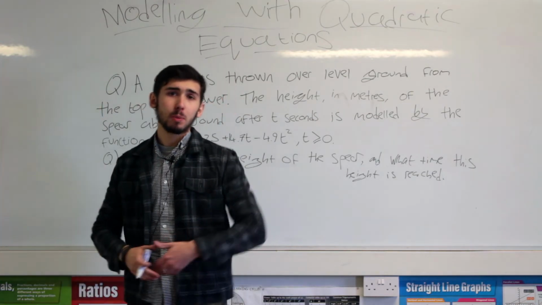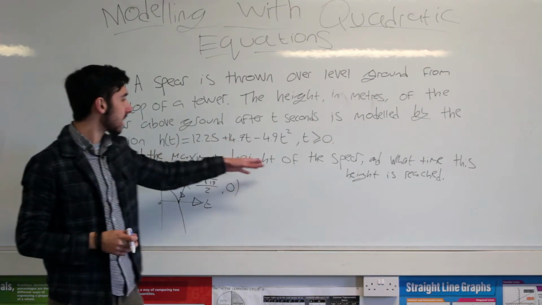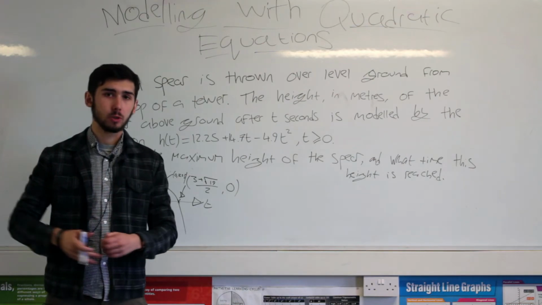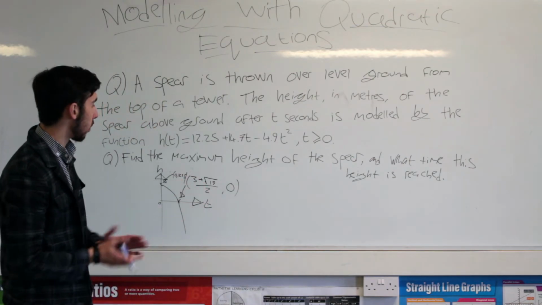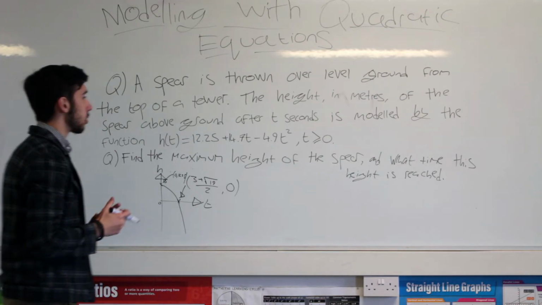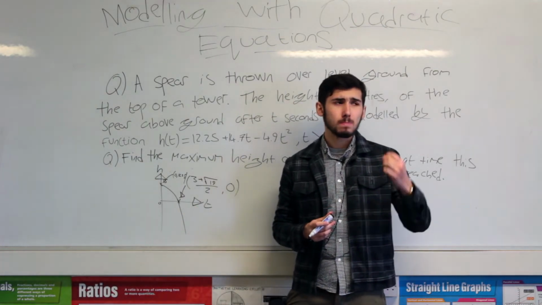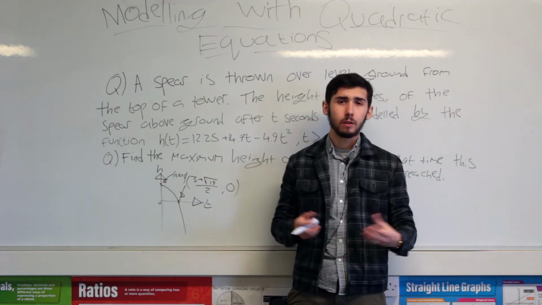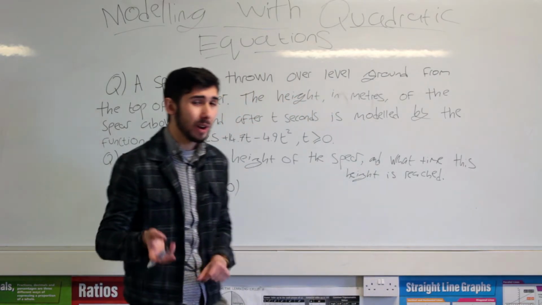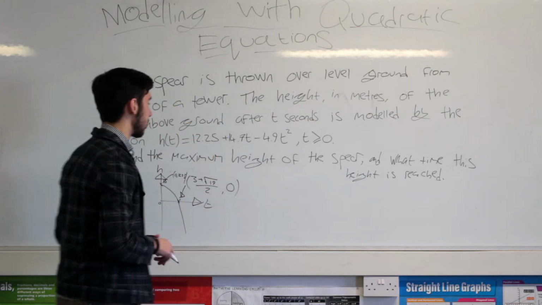Okay guys, last part of this question, it's a bit of a doozy. We want to find the maximum height of the spear and what time that height is reached, okay? I've left the graph on the board because I think it could help us. So from the graphing video, I hope that you guys saw that. How do you find maximum and minimum points? Vertexes, maxima, minima, anything come to mind? Completing the square is the answer to that question that I just asked you.